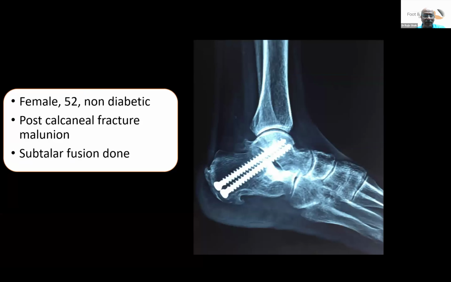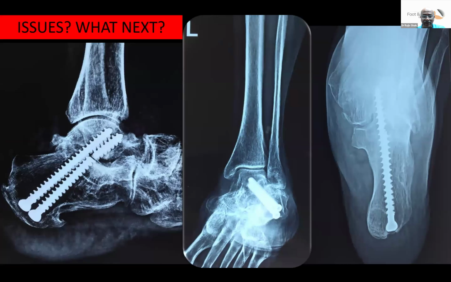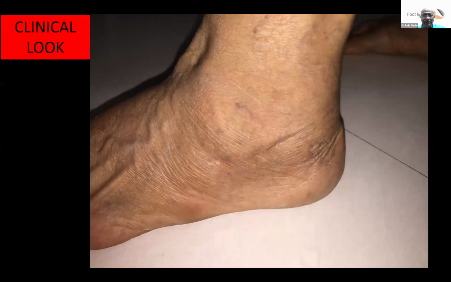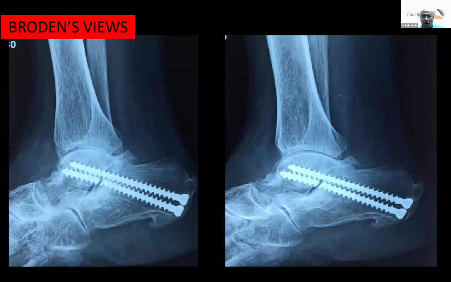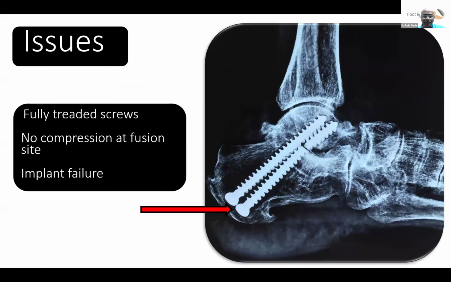Another case was a female of 52, non-diabetic, in whom somebody had attempted subtalar fusion for post-calcaneal fracture malunion. Look at the kind of fusion which was done. This was the clinical look of this patient. Broden's view showed non-union of the calcaneus malunion treated with subtalar fusion. It was ununited and the screw had broken. What to do?